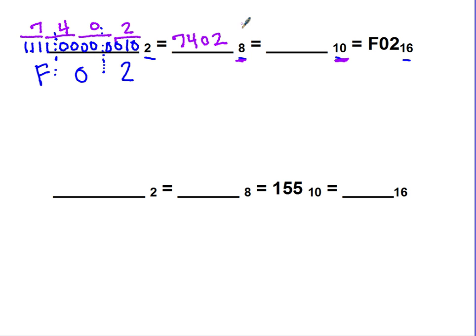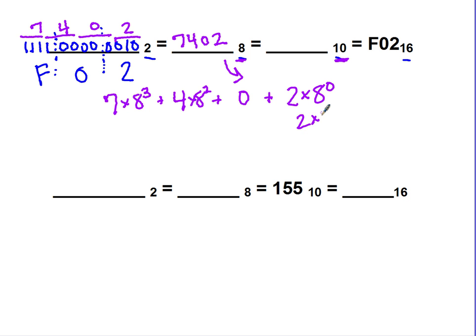I could either convert it from here. I could go in, if I want to review, this is going to be 2 times 8 to the 0 plus 0 plus 4 times 8 squared plus 7 times 8 cubed. This will be 2 times 1 plus 0 plus 4 times 64 plus 7 times 512.